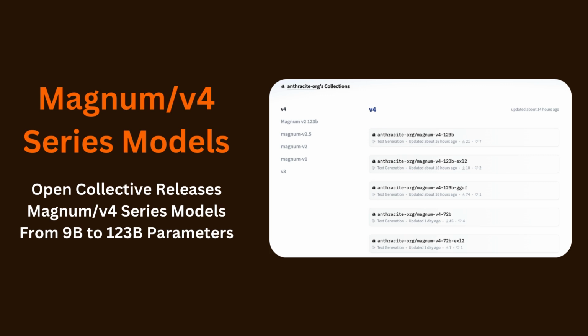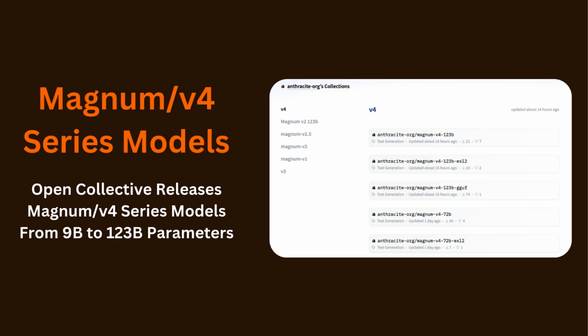Okay, so looking at the bigger picture, where do you see Magnum V4 fitting into the world of open source AI? I think it has the potential to change things, you know, really be a catalyst. By making these models so accessible, Open Collective is democratizing AI development. It's like they're saying, come on, everyone, let's see what we can build together. A refreshing approach that could lead to a much more diverse and inclusive AI landscape. And it's not just about being inclusive, it's about pushing those boundaries.